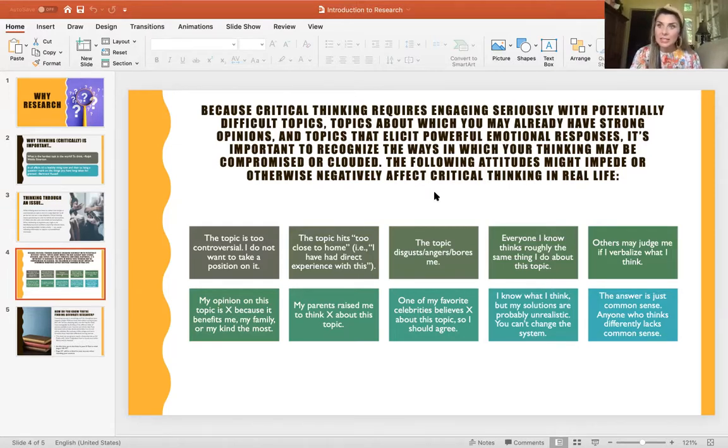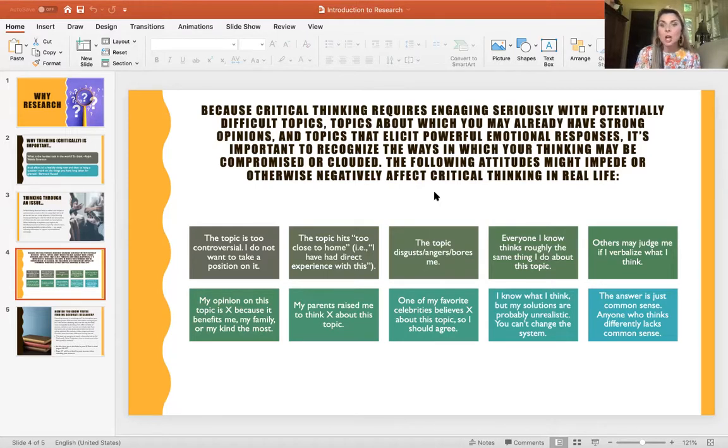So, these are some things that as you're checking your own brain and as you're reading things and you're having feelings about it, that you need to think of and ask yourself if this is happening to you. Oh, this topic is too controversial and I don't want to take part in it. This topic hits too close to home and I've had experience with it. The topic discussed angers or bores me.